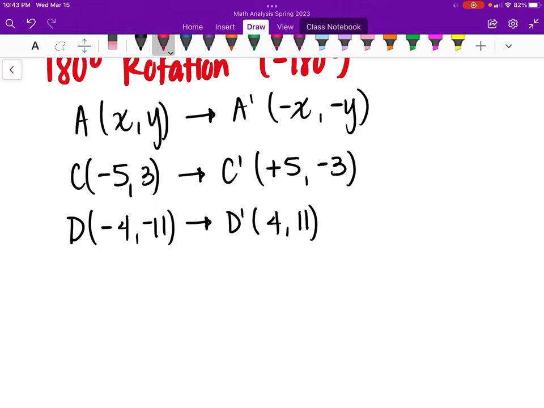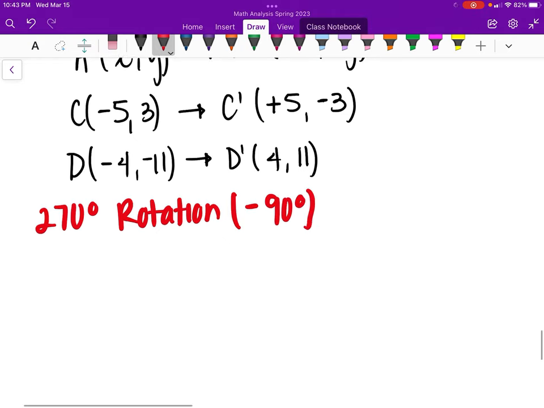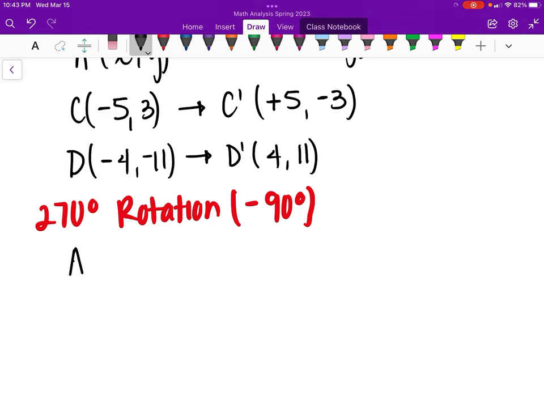Last one I want to talk about is the 270-degree rotation, or if they mention a -90-degree rotation, it's the same thing. For this one, we have once again the point A, which is X, Y. If we do a 270-degree rotation for A prime, it's now going to be Y, -x. Which means it follows the same idea as a 90-degree rotation, where you're switching positions for X and Y, but now the X is the one that's negative, not the Y.